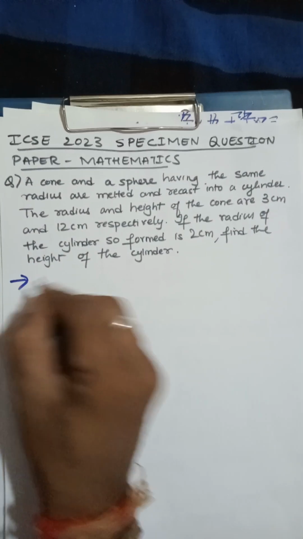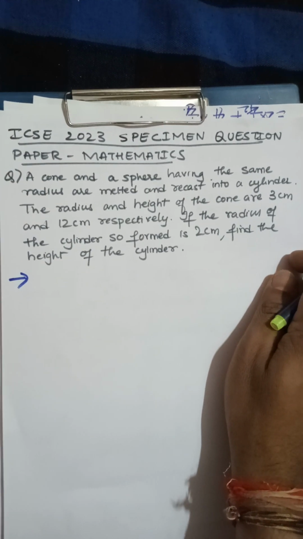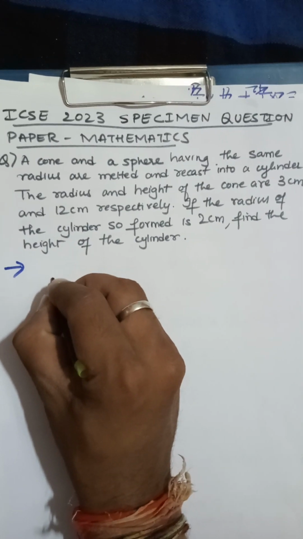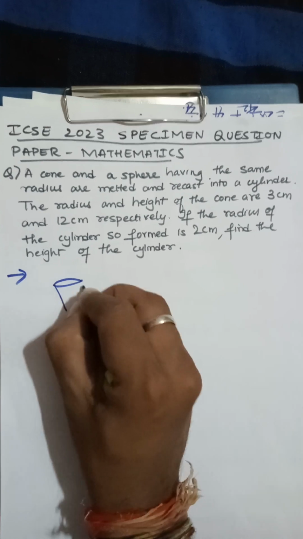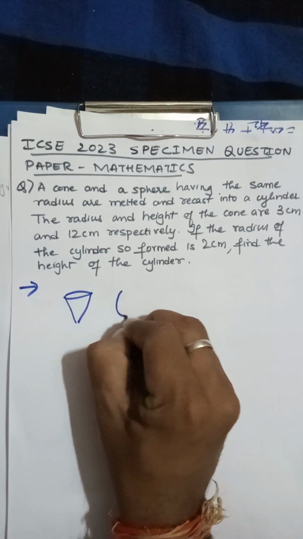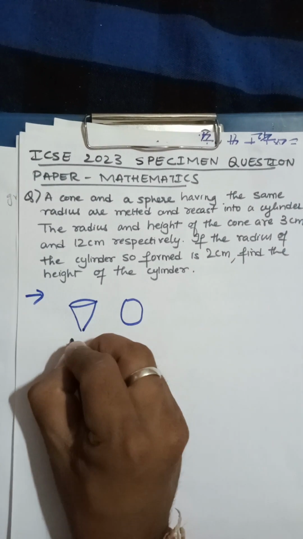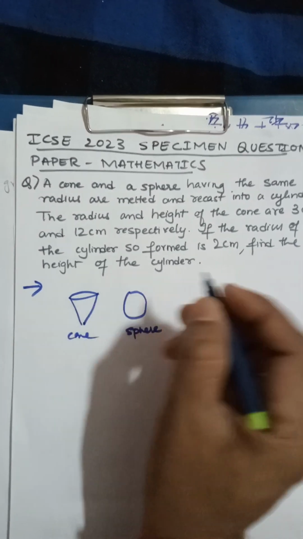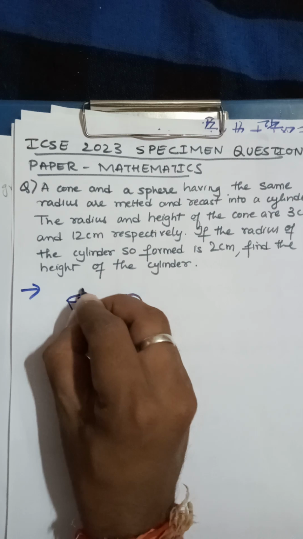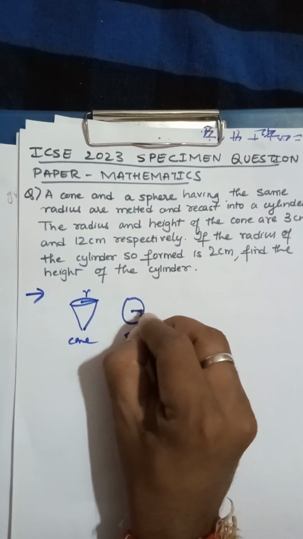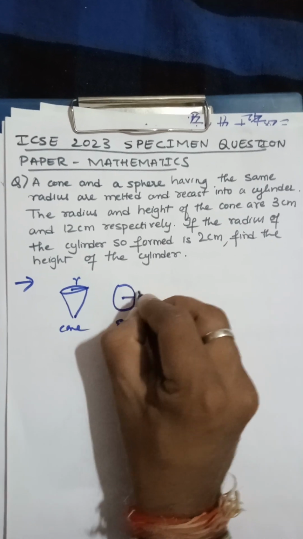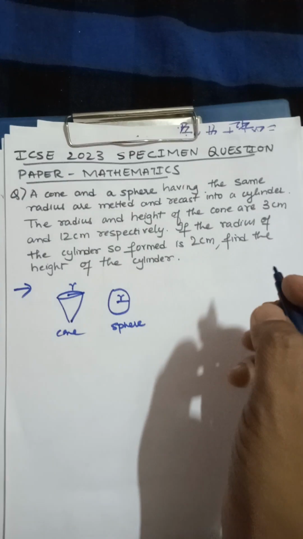Coming back to this question, here they say there is a cone and a sphere having the same radius. So let's draw the cone and the sphere. Both these shapes have the same radius. Let's assume the radius of the cone is r, and because they have the same radius, I would like to call the radius of the sphere r as well.